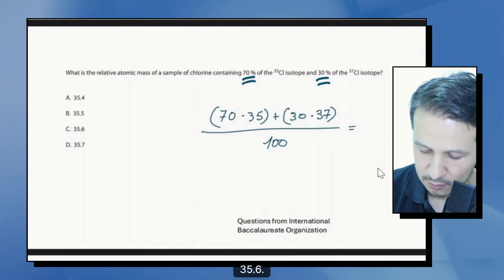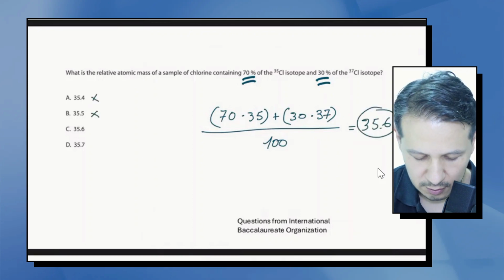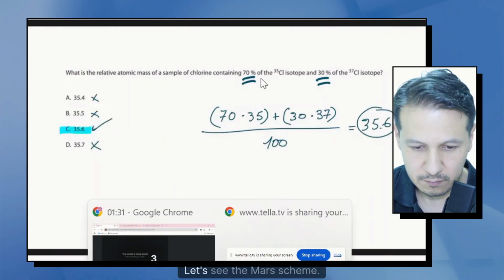And here you go, 35.6. Is it option here? No. It's option C here, 35.6. This is the answer for this exercise. Let's see the mark scheme.